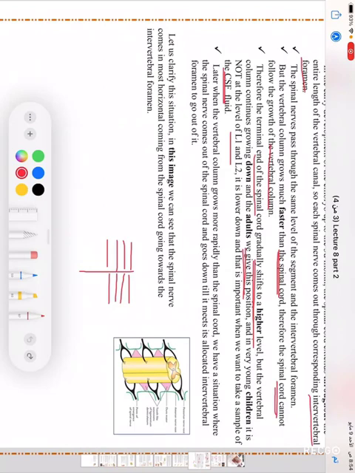Later, when the vertebral column grows more rapidly than the spinal cord, we have a situation where the spinal nerve comes out of the spinal cord and goes down until it meets its allocated intervertebral foramen to go out of it. Let us clarify this situation. In this image, we can see the spinal nerve coming in almost horizontally from the spinal cord, going toward the intervertebral foramen.